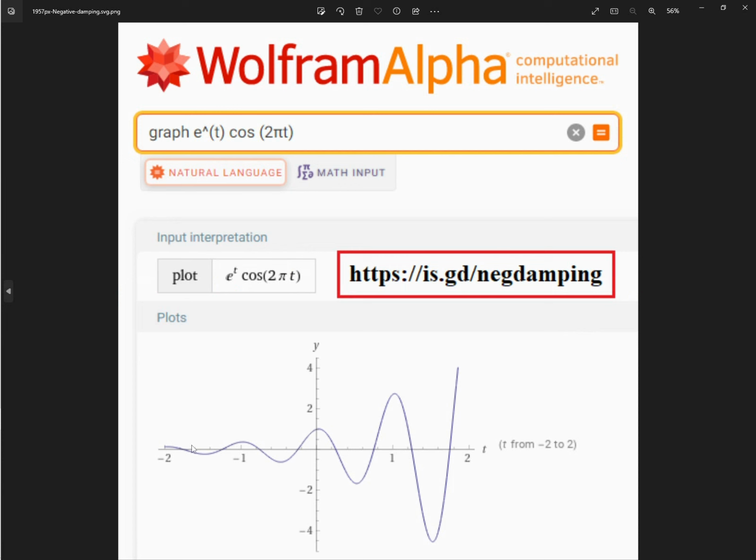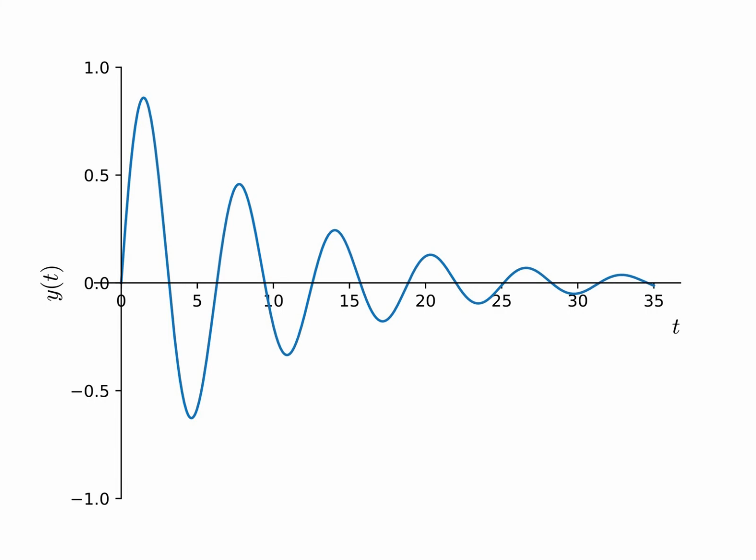So this nice wave here is growing because of negative damping. But if you put a negative sign in this t over here, this time, this e, natural e to the power of time, if you make this negative, then it becomes positive damping, and the wave diminishes in amplitude.